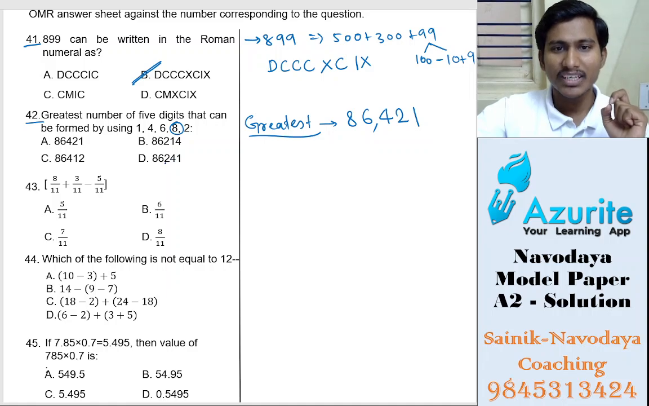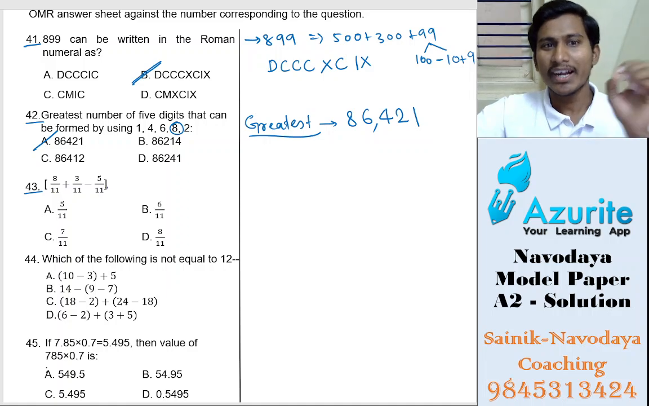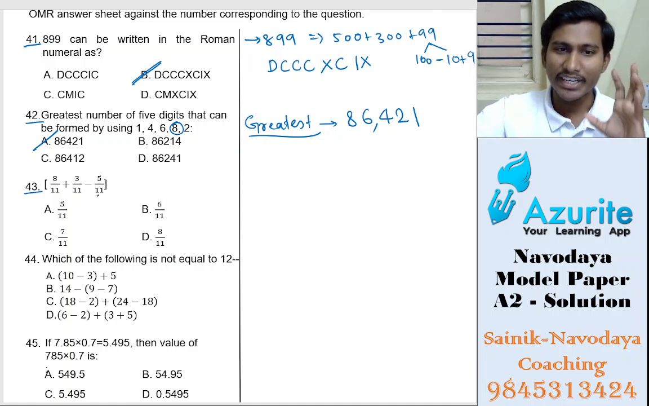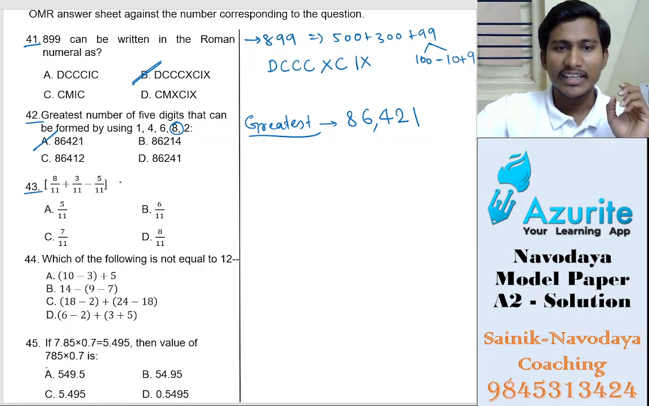Which option? 86,421 is option A. Now 43. So we have to add and subtract here. We know addition and subtraction. The denominators are the same, which means we have to do it directly, right? So here directly, 11 will be the LCM.